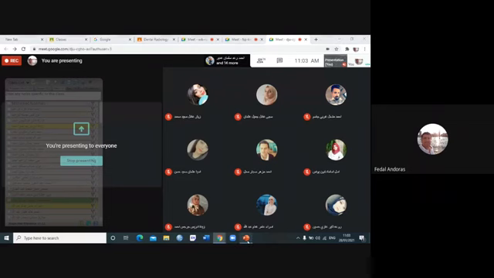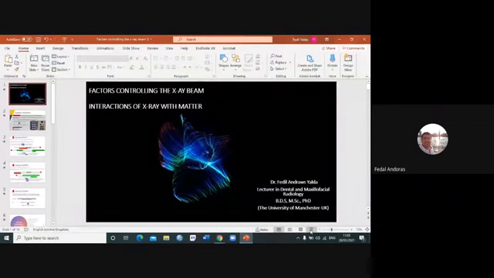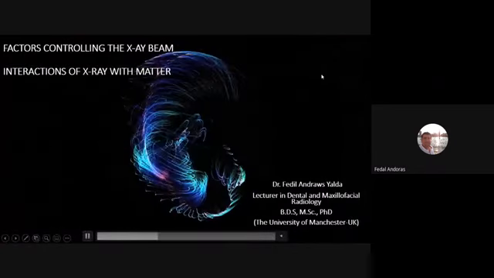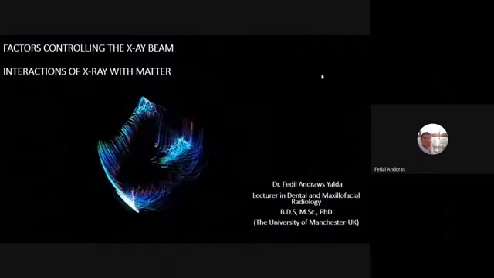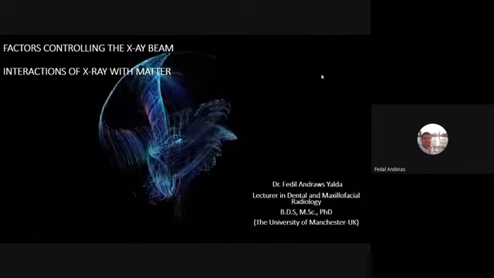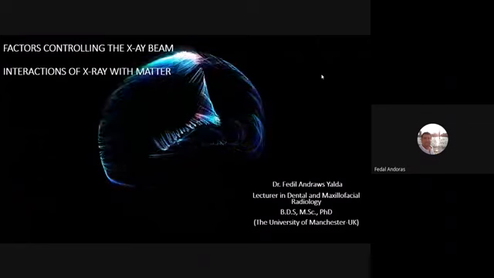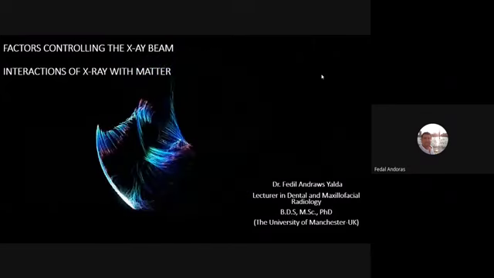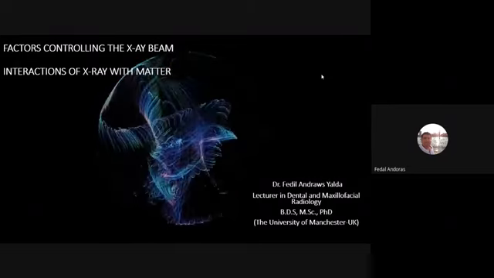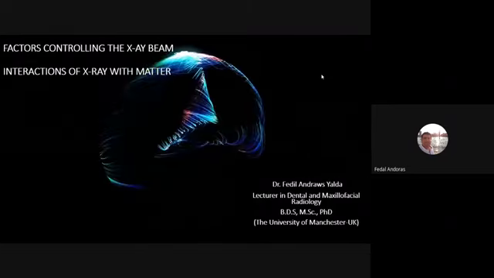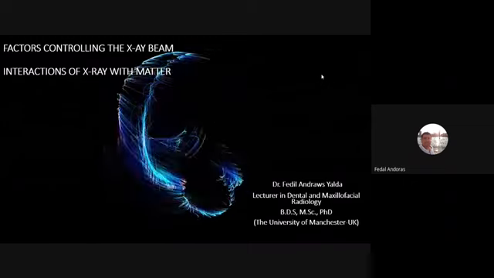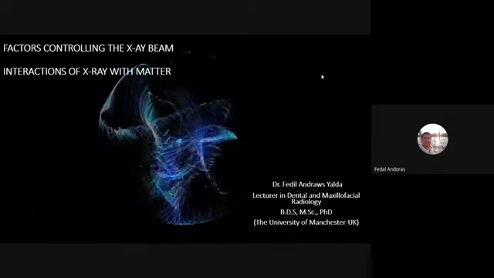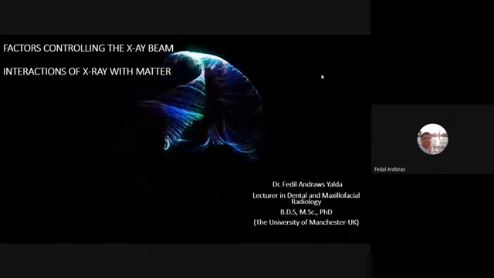Okay, let's start. So as I said previously, every lecture has a continuation of the previous one. So the 4, 5, or maybe 6 lectures at the beginning will be all about physics and matter and production of X-ray. And now we are going deeply to talk about factors controlling the X-ray beam and then interaction of X-ray with matter. Matter we mean in our field will be human and the body.